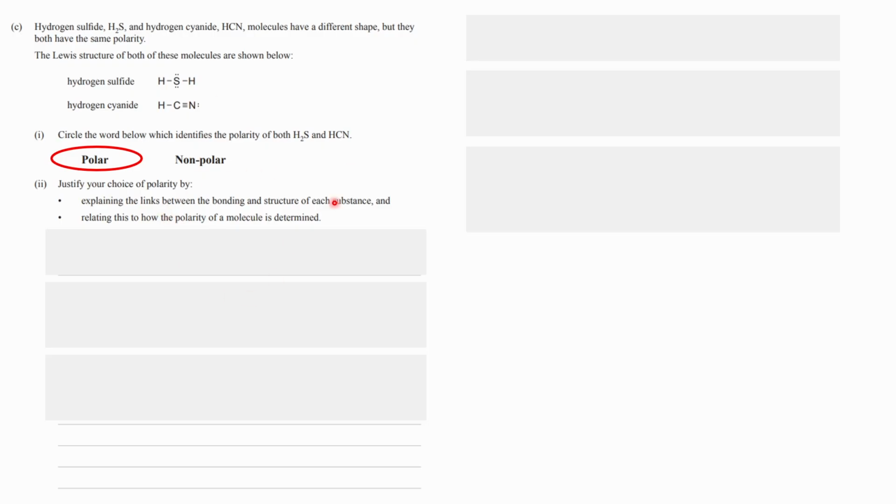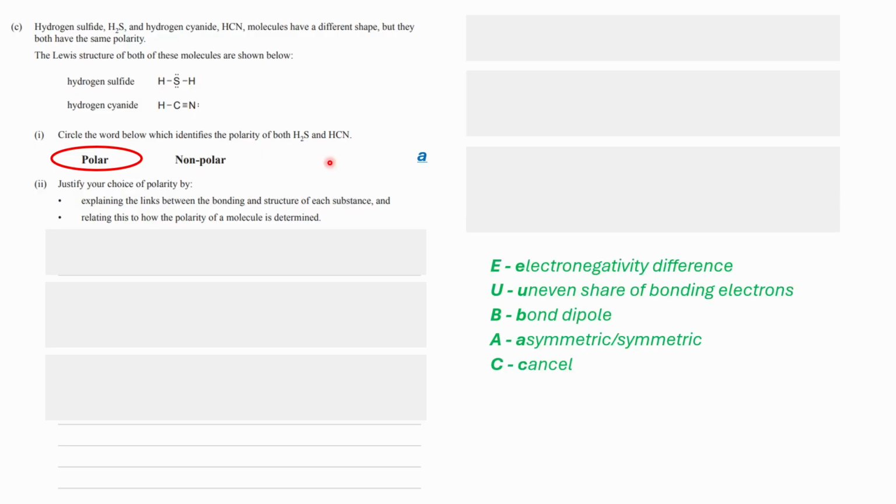So let's see if we can explain this. Now, when I want to explain about polarity, I use the acronym EUBAC, like EU in Europe, BAC. And the five things I always want to talk about is electronegativity difference between the atoms in the bond, that the atoms unevenly share the bonding electrons to produce a bond dipole. And then I talk about whether the arrangement of the bond dipoles, the polar bonds, are asymmetric or symmetric, and then state whether they cancel or don't cancel out.